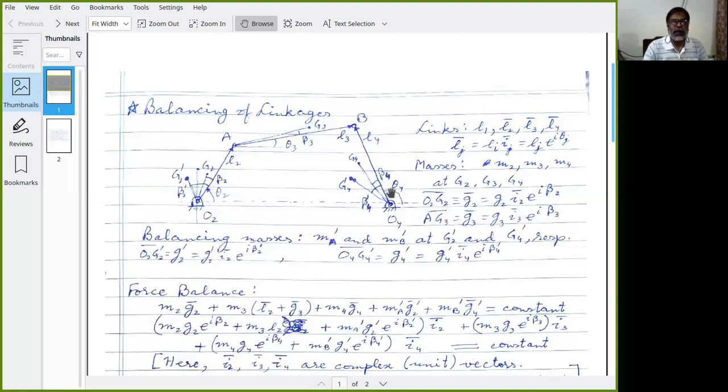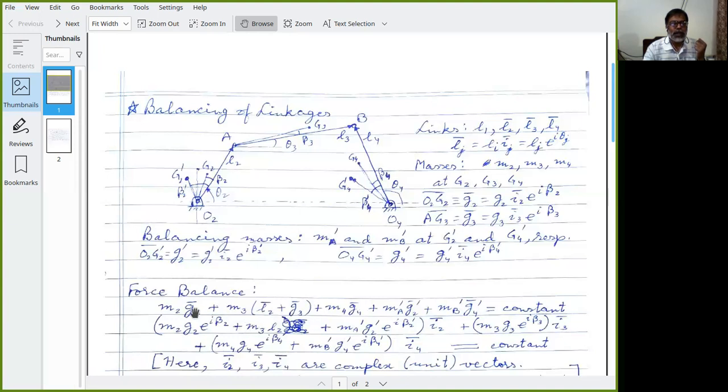Now, what would be the condition for balancing? Basically, we will collect all the mR terms from some fixed point and add them together vectorially, here in complex form. So M2 G2, then M3 times the vector from a fixed point, which is L2 plus this vector G3, plus M4 G4, and then the corresponding terms for the two balancing masses that we are planning to put. And this whole thing should be constant. If it is constant, then there is no dynamic force and it is balanced.